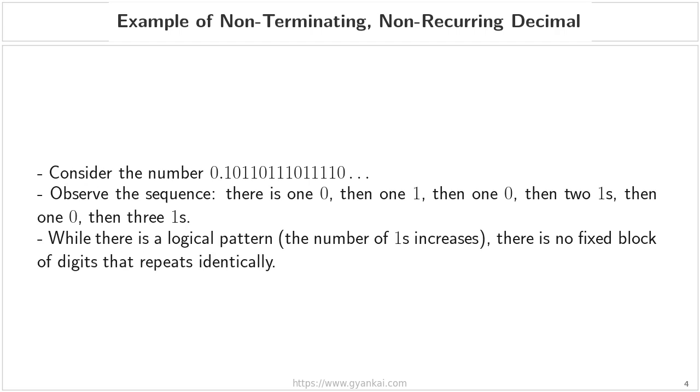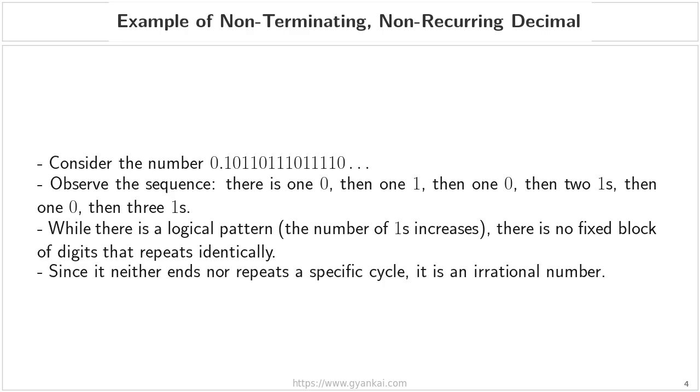Now, this is a very important distinction to make. While there is clearly a logical pattern occurring, specifically, the number of 1s is increasing each time, there is no fixed block of digits that repeats identically. In our previous slide, we learned that for a number to be rational, it must have a repeating cycle, like 0.3 recurring. But here, because the pattern is constantly changing and never settles into a repeating loop, it fails the test for rationality.